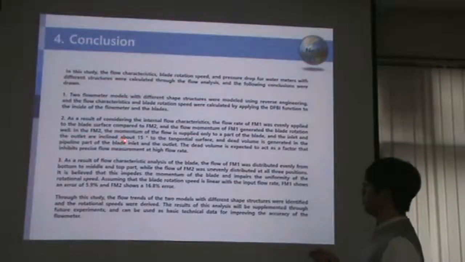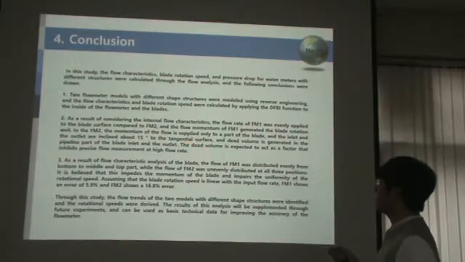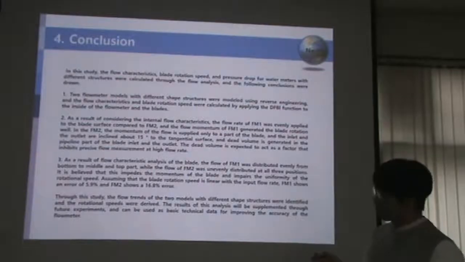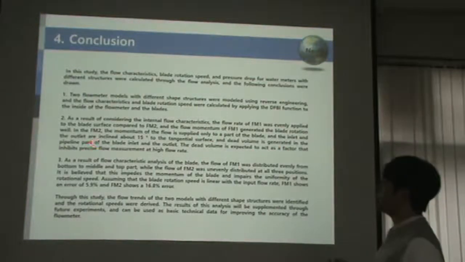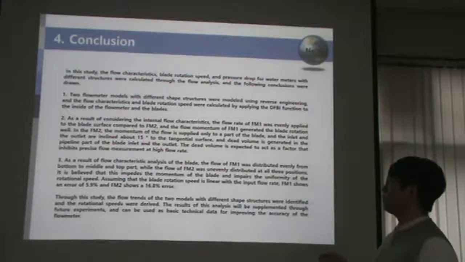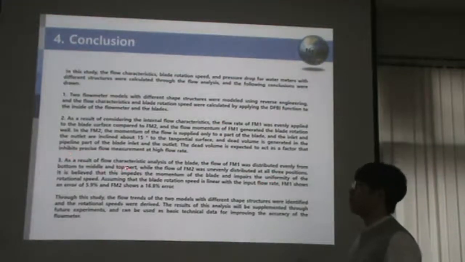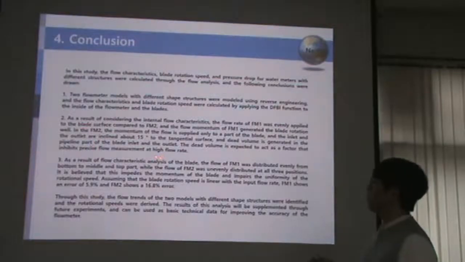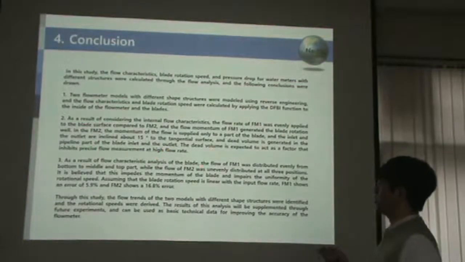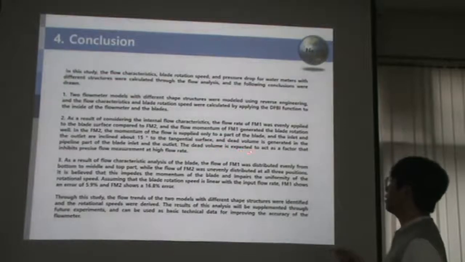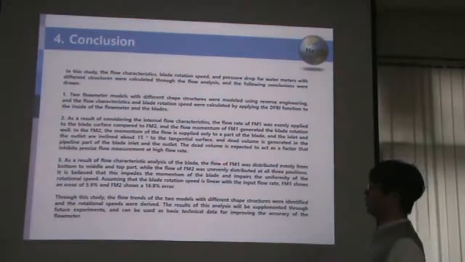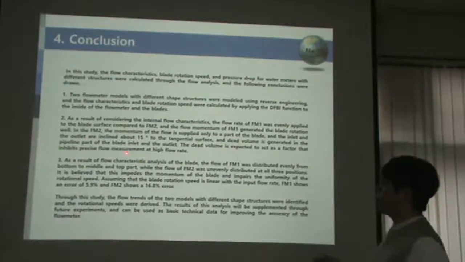In FM2, the momentum of the flow is supplied only to a part of the blade, and the inlet and the outlet are inclined about 15 degrees to the tangential surface, and volume is generated in the pipeline part of the blade inlet and the outlet. That volume is expected to act as a factor that inhibits precise flow measurement at high flow rate.